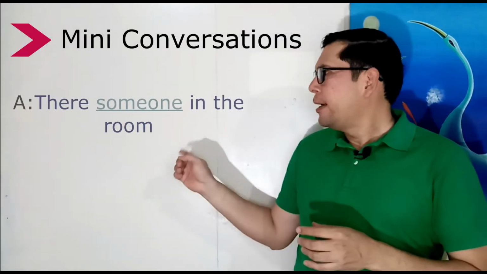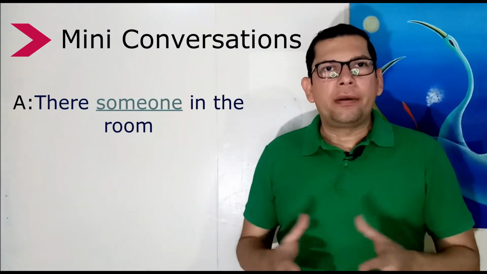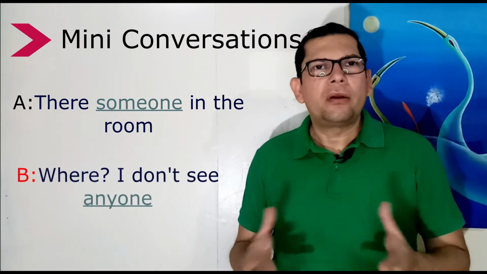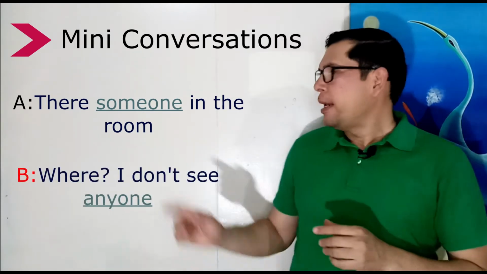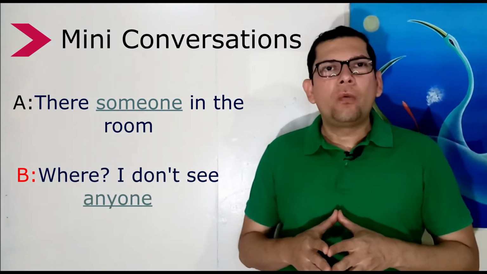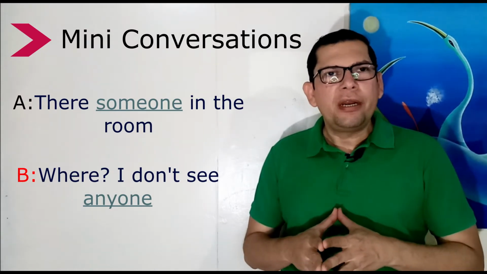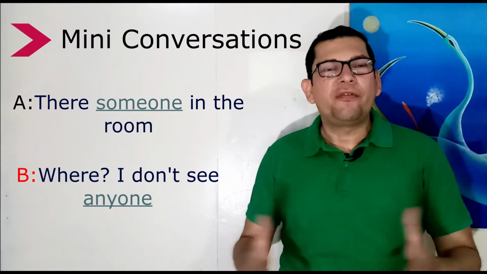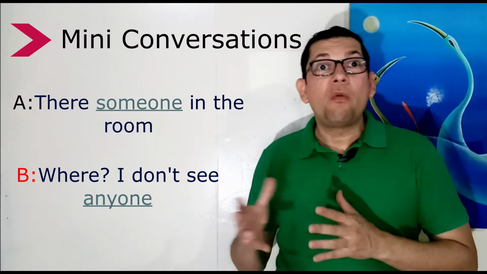Person A says, "There's someone in the room." And person B says, "Where? I don't see anyone." In the first sentence, we use the word someone because we're talking about a person that is in the room, but we don't have much information, so we use the word someone.